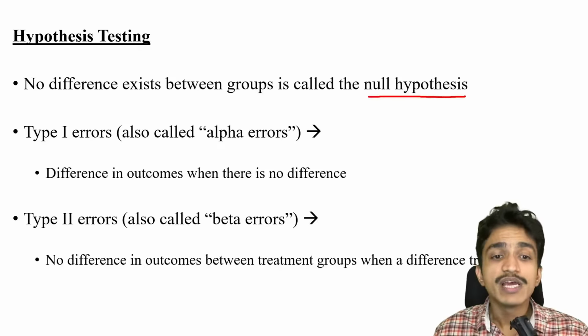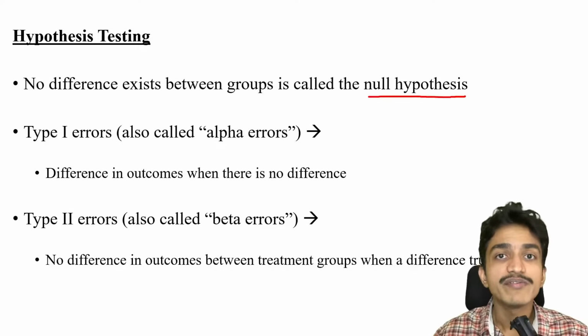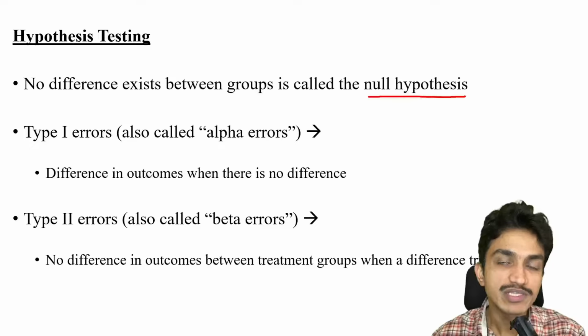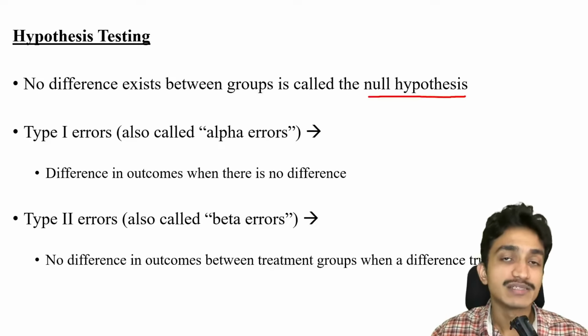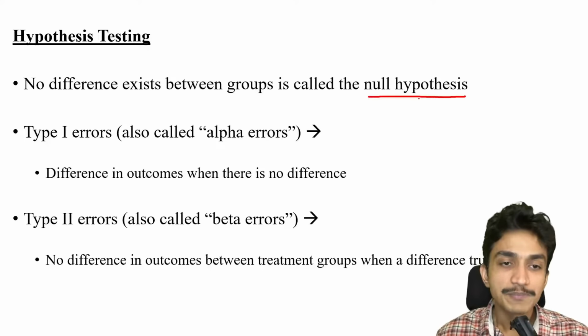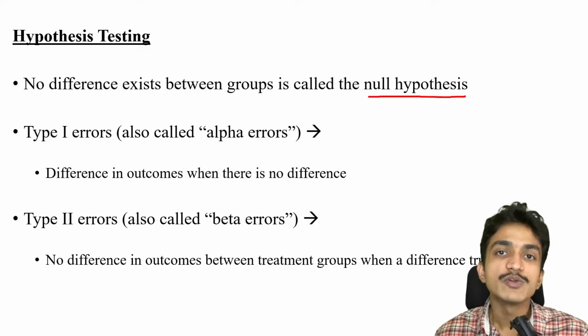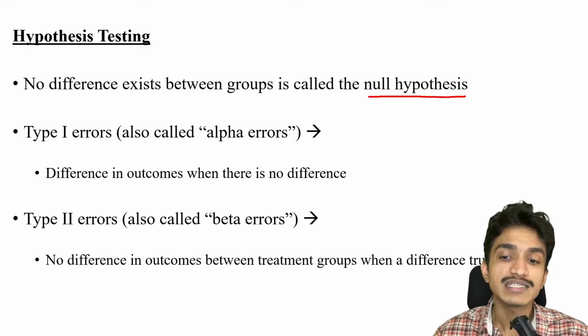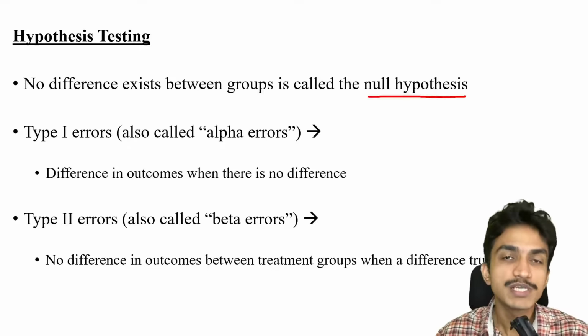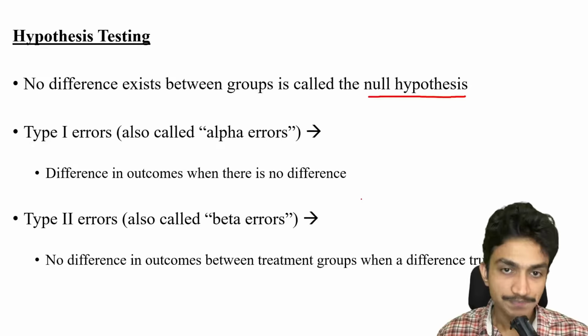Now, if there is actually no difference between the two groups, but the results in our study show that there is a difference, then it is known as a type 1 or an alpha error. And if our study results show that there is no difference in outcomes, whereas there is actually a difference between the two groups, then it is termed as a type 2 error or a beta error.